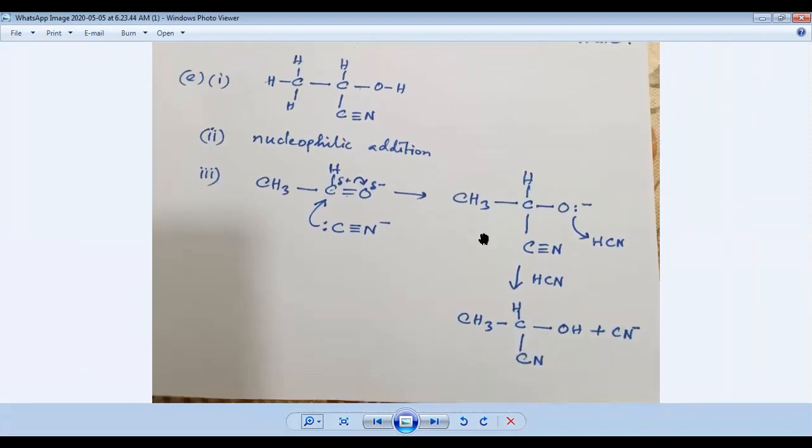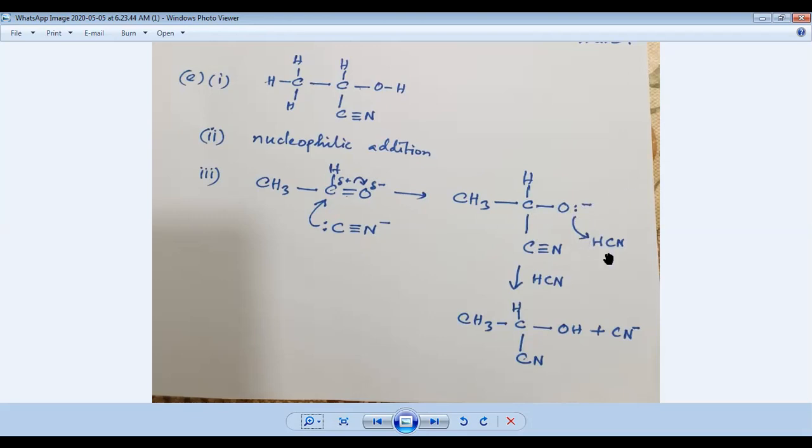Look at this mechanism. CH3, CH, C double bond O. This carbon has a partial positive charge. This oxygen has a partial negative charge, because oxygen is more electronegative. So electron density will be pulled by oxygen. Once electron density is pulled by oxygen, this carbon center will be positive, so cyanide will definitely attack here. When cyanide attacks, the oxygen center will have a full negative charge, because it will take 2 extra electrons. Because of this, it will have a negative charge.